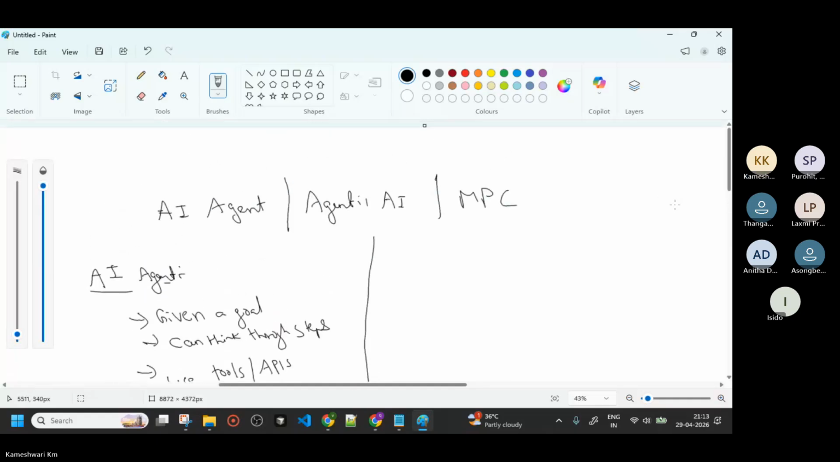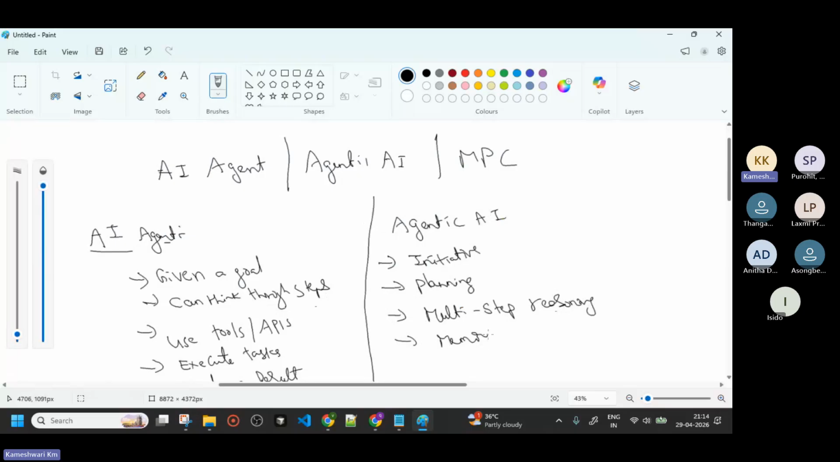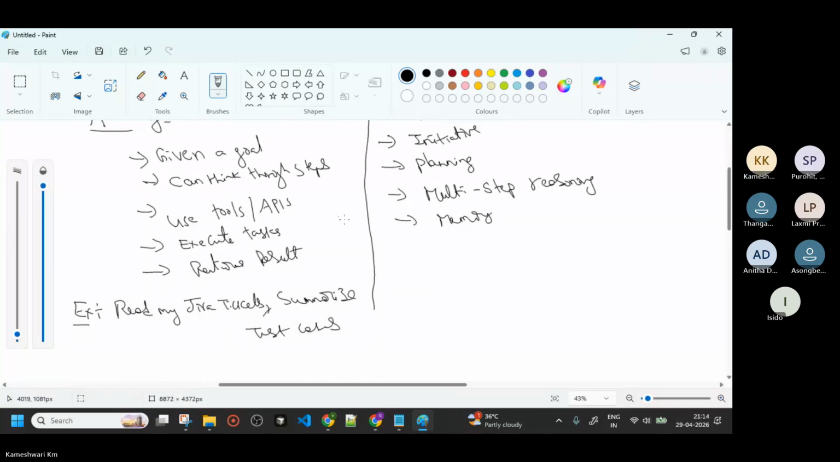Consider agentic AI, which has these capabilities. It will do the initiation. Next, it will do the planning. Next, multi-step reasoning is a capability. It has a memory it can think with, it will do self-correction as well, and mainly it is capable of decision making.